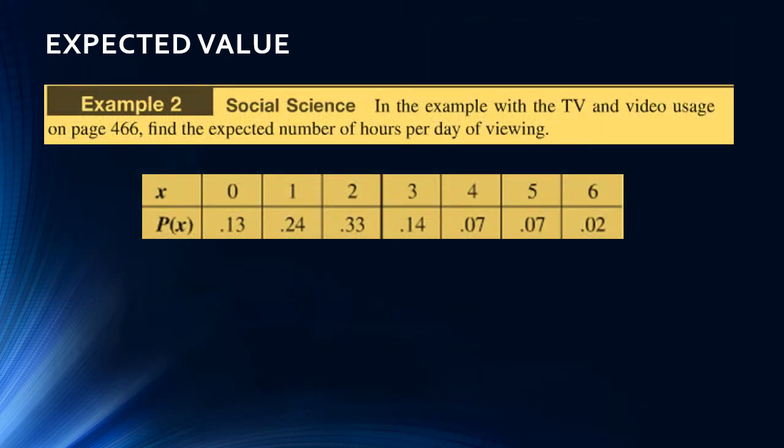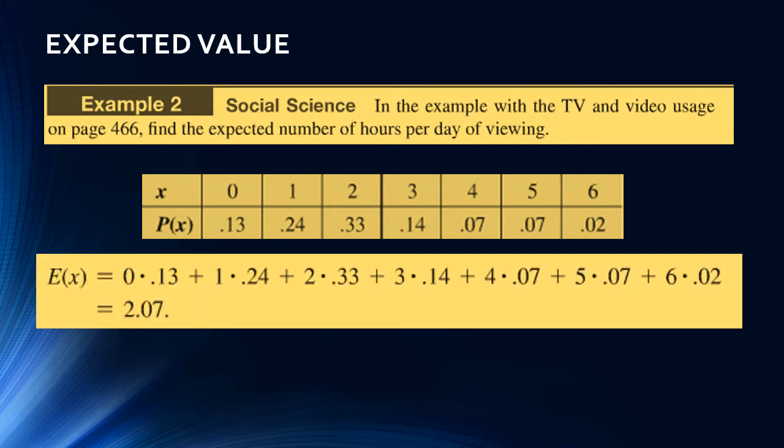In the example with the TV and video usage on page 466, find the expected number of hours per day of viewing given the following probability distribution. So go ahead and try this problem, hit pause, and see if you can calculate this problem. So of course we get 0 times 0.13 plus 1 times 0.24 plus 2 times 0.33 plus 3 times 0.14 plus 4 times 0.07 plus 5 times 0.07 plus 6 times 0.02. When we sum these all together, we get 2.07.